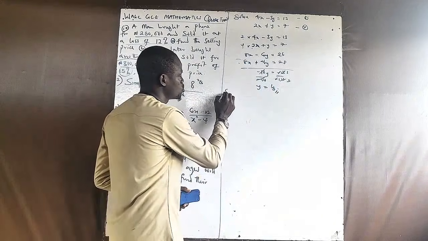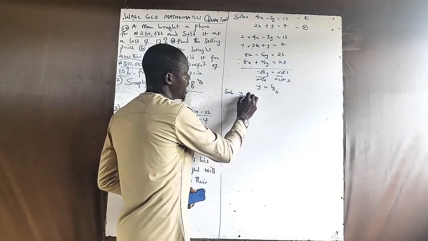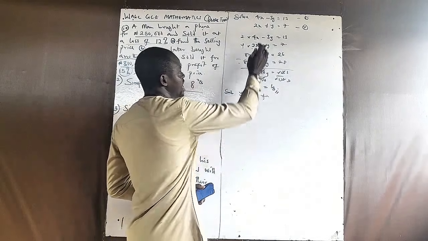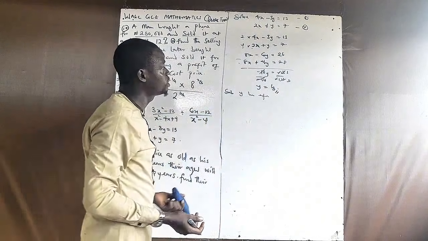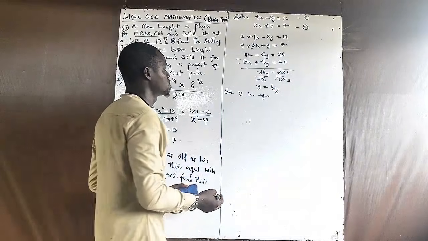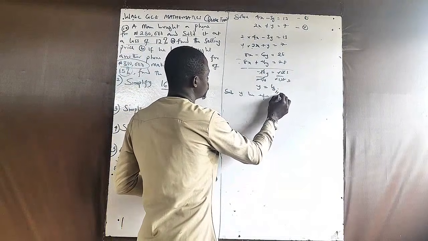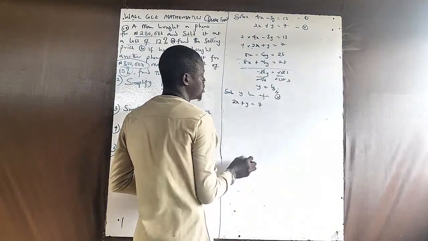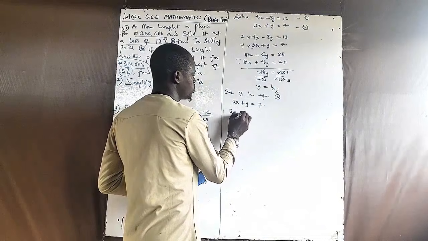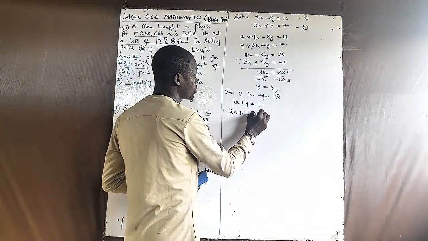Now we substitute y in any of the equations, you're good to go. You can substitute in equation 1 and you can substitute in equation 2. So let's substitute it in equation 2. I have 2x plus y equals 7. Now, this is 2x plus 1 over 5 equals 7.